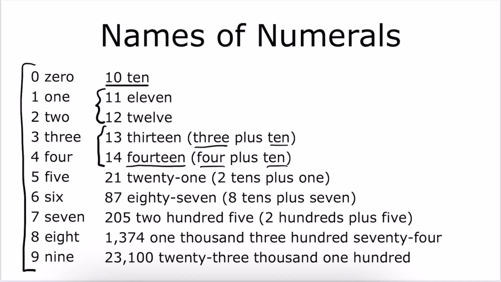So the way that you would write a number like this is you would say, I have 1,000 300s and then 74. And that's the way you would write a number like this. Or if you get a really big number like this one, you would have 23,100.